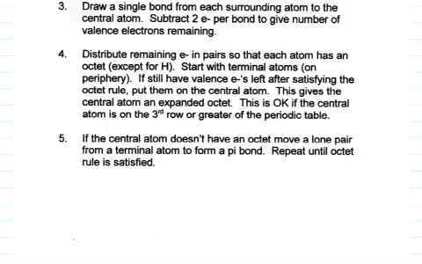This gives the central atom an expanded octet. That means it goes beyond the 8 electrons. This is okay if the central atom is in the 3rd row or greater of the periodic table. So for example, nitrogen, oxygen, and fluorine can never have an expanded octet. If the central atom doesn't have an octet, move a lone pair from a terminal atom to form a pi bond. Repeat until the octet rule is satisfied.